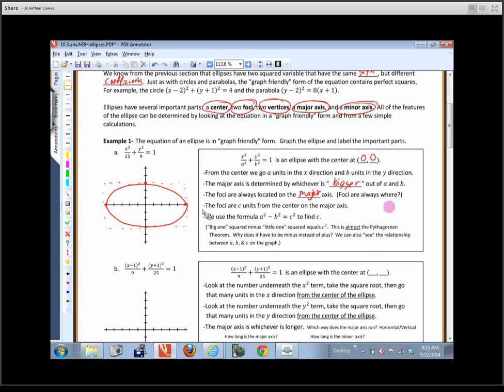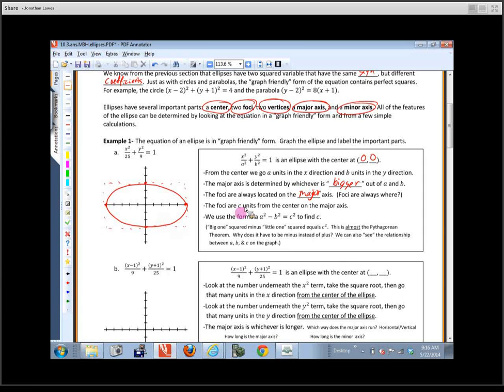Now, I've got this little question right here because the other day I said foci are always where on a conic section? They are always inside the curved part of the conic section. Foci are always inside the curved part of the conic section. So you can see this curves around here, this curves around here. So the foci have to be inside the ellipse. They can't be outside the ellipse because it curves inward. Does that make sense? Okay.